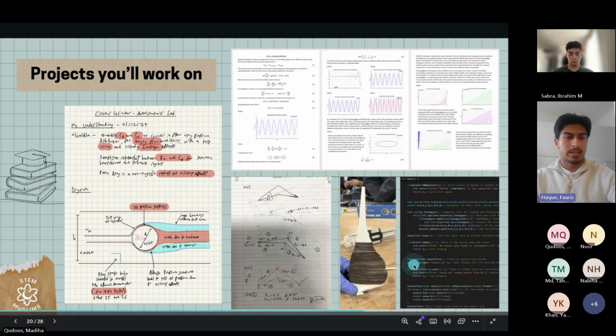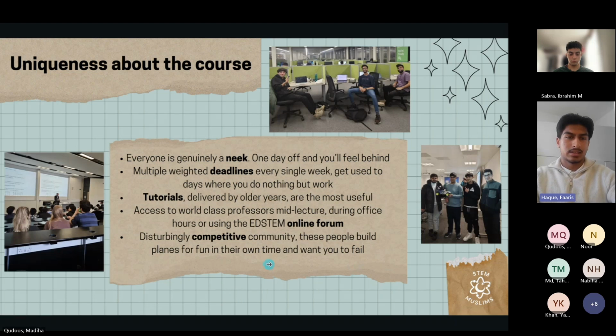And then finally, what makes Imperial Aero unique? To state it simply, everyone around you is genuinely unique. One day off and you will feel behind, but that's okay. It happens. So the most important thing about the course is the people in your class. To stay alive, you'll need to work with your course mates because, as I said, there's no set textbook or content. It all depends on your external research and how you talk with other people, talking with professors, talking with all the years.